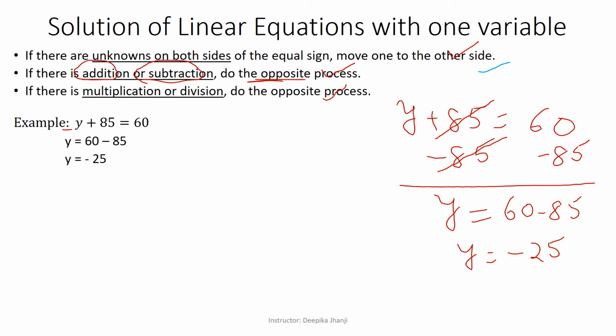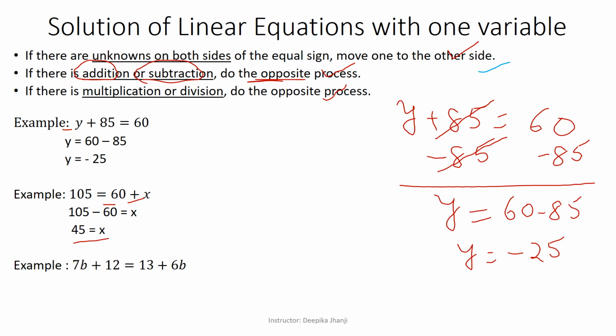My second example is 105 is equal to 60 plus x. The variable here is x and you want to get rid of 60. Again, 60 is being added here, so we'll do the opposite process. We'll subtract 60 from both sides. When you subtract 60 from both sides, you get x is equal to 45.